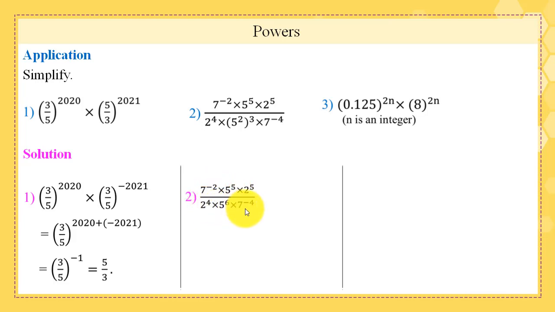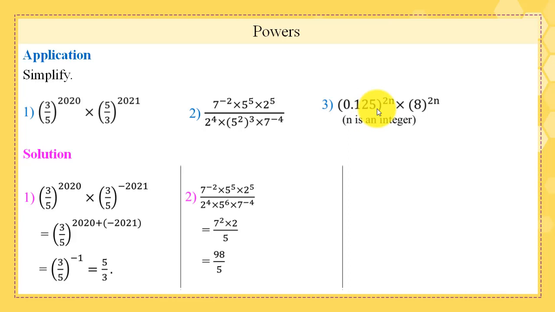The operation between the numbers is times, so we can separate the numbers. Then 7^-2 over 7^-4 equals 7^(-2 + (-4))... 7^(-2 + 4) equals 7^2. And 2^5 over 2^4 equals 2^(5-4) equals 2. So in the numerator we get 7^2 times 2. And 5^5 over 5^6 equals 5^(6-5) equals 5^1 in the denominator. Hence the expression is equal to 7^2 times 2 over 5, which is equal to 98 over 5.